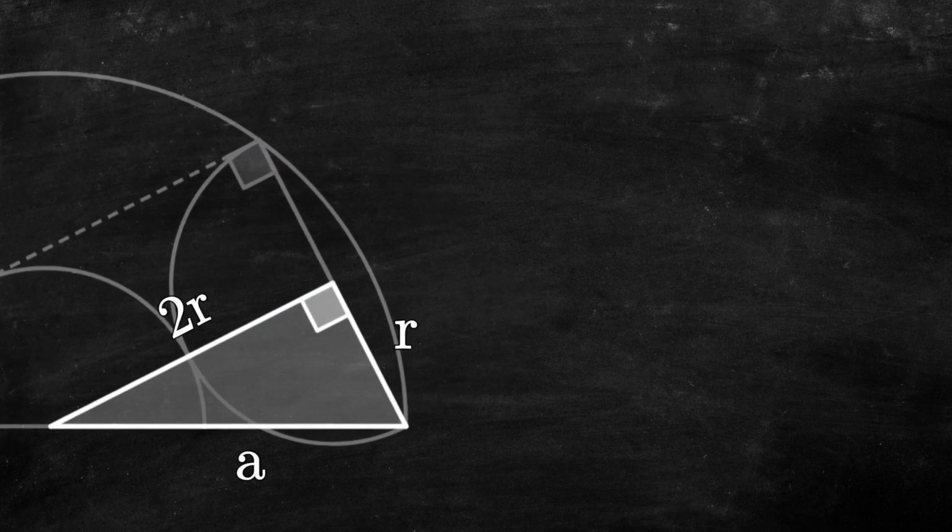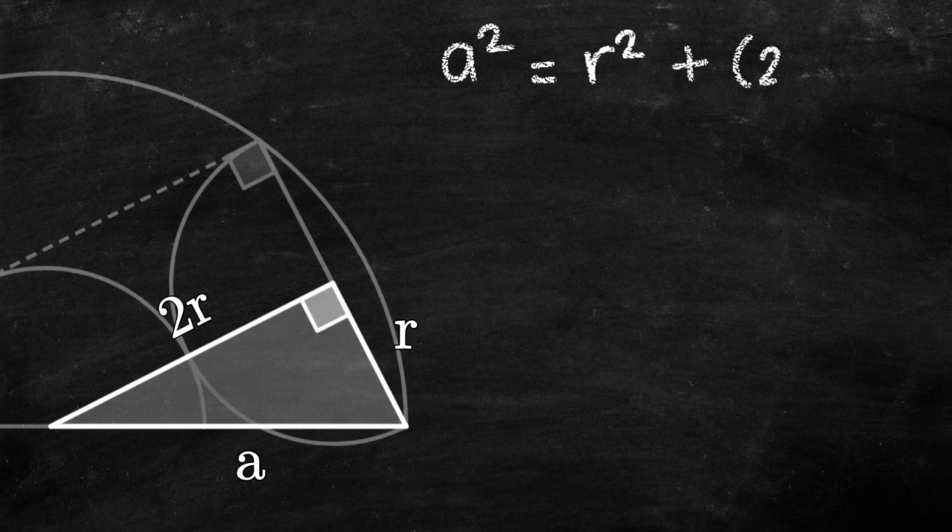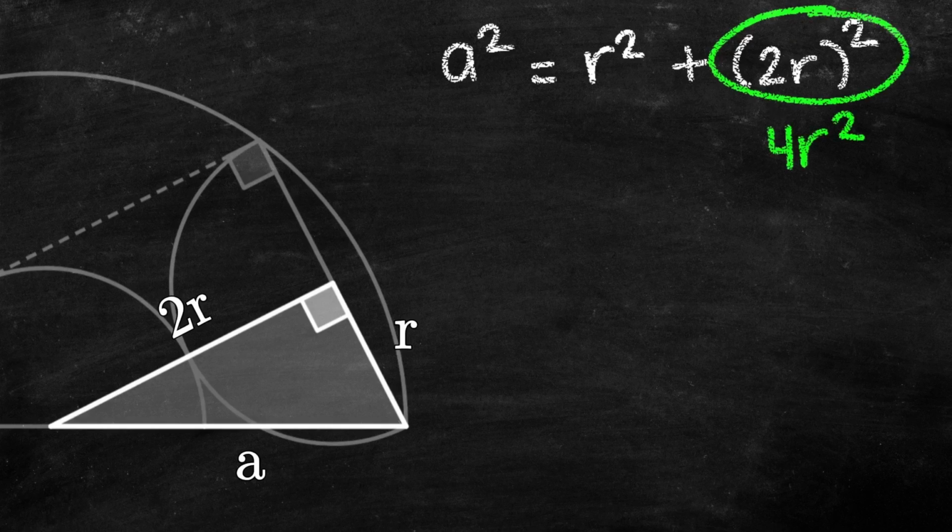Now it's time to apply the Pythagorean theorem on the right triangle. The hypotenuse a squared is equal to r squared plus 2r all squared. 2r all squared is 4r squared, and the sum of r squared and 4r squared is 5r squared.